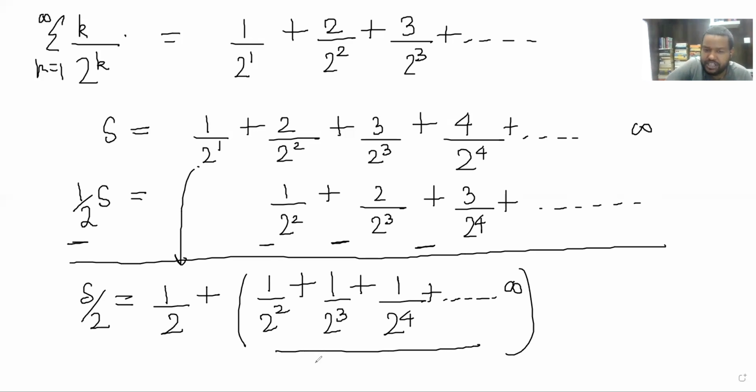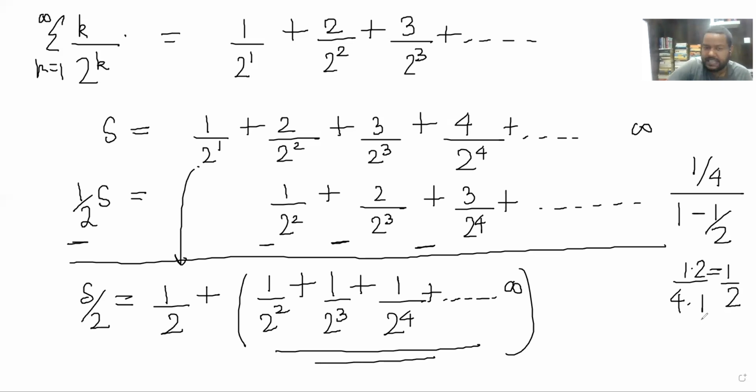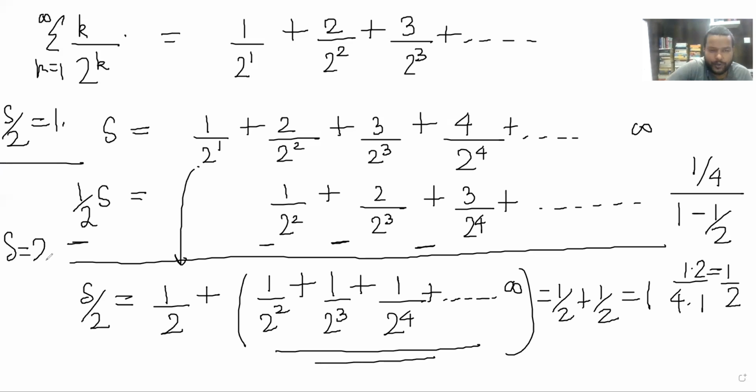Now, this infinite GP is also very easy to evaluate. The first term is basically 1 by 2 square or 1 by 4, and the common ratio is 1 by 2 between the terms. So 1 by 4 divided by 1 by 2, the answer of this GP is half. So this GP sums up to half. So it is half plus half, which is equal to 1. So therefore, I have S by 2 equal to 1, and therefore S is equal to 2, which is our answer for this problem.